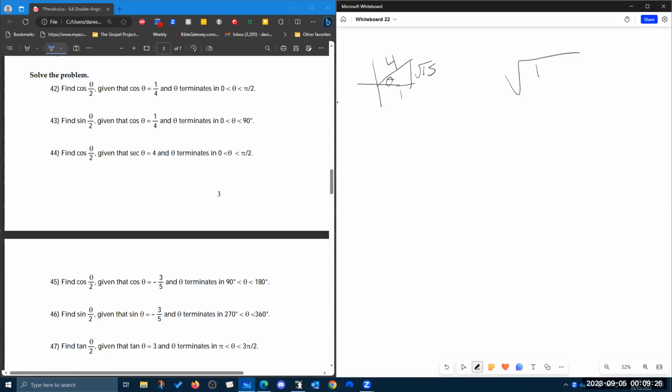So that's going to be the square root of 1 plus the cosine value over 2. Multiply this by 4 over 4. It's going to be 4 plus 1 over 8. It's going to be 5 over 8 multiplied by 2 over 2. It's going to be root 10 over 4.